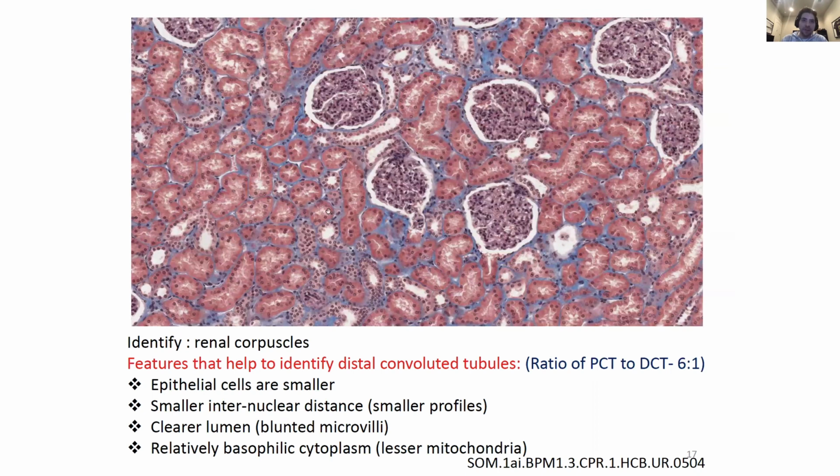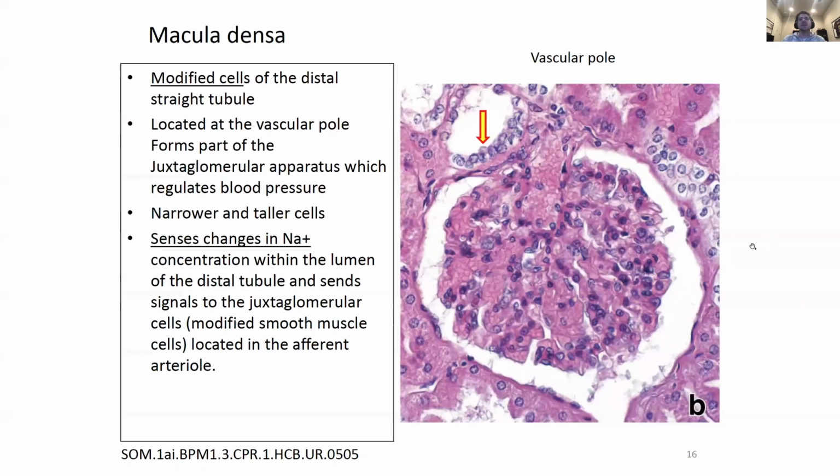Okay, so like here next to each other, this is perfect. So you could say this is a proximal convoluted tubule. It's pinker, there's less nuclei. This is a distal convoluted tubule. It's lighter staining, there's more nuclei. Okay, so keep those in mind when you're trying to identify these.